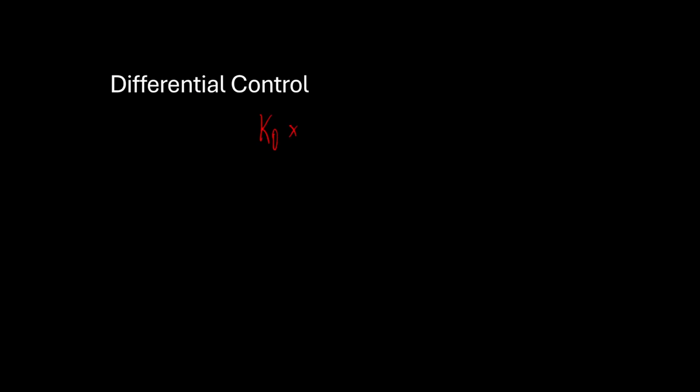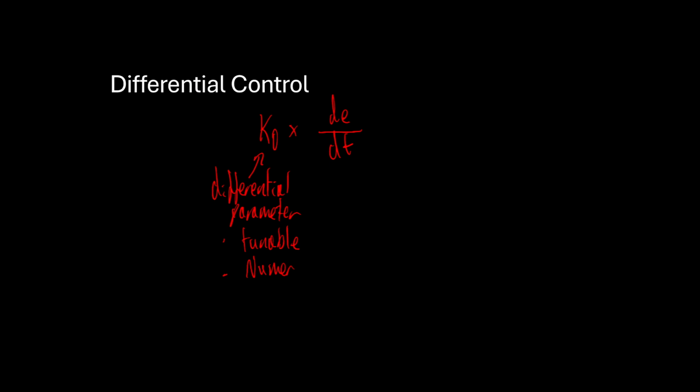KD multiplied by DE over DT. So what is KD? Well, KD is a differential parameter. Remember, this is tunable, so we are tuning it. And it's just a number, so it could be any little decimal, 0.2, 1, 1 million, anything. Okay, DE is the rate of the error. So all that stuff is the rate of the error.